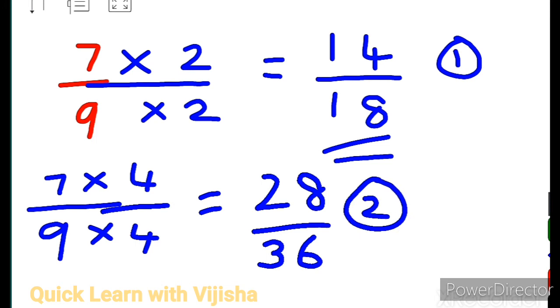Two fractions you have to find. If the question was to find 3 equivalent fractions, you would make 3 multiplications. So these are the 2 fractions. Hope you are understanding the concept, students.